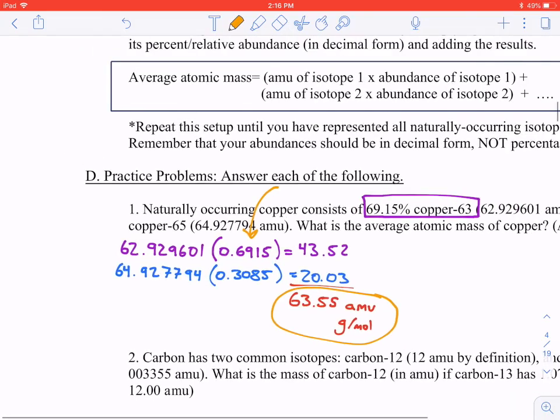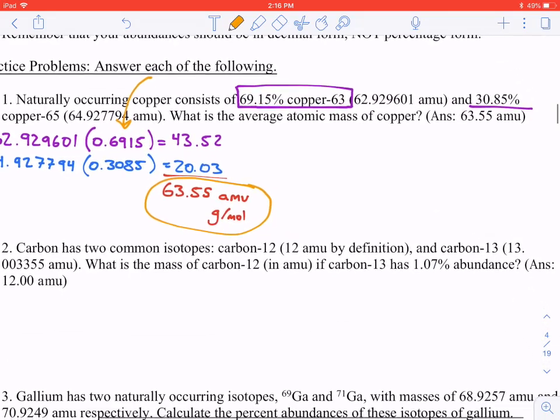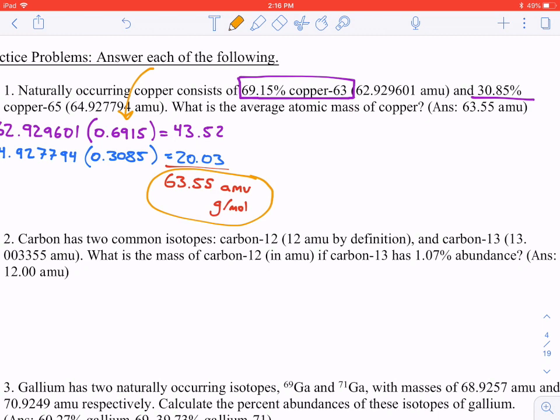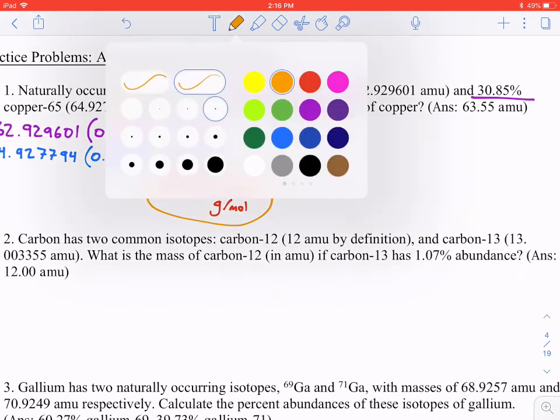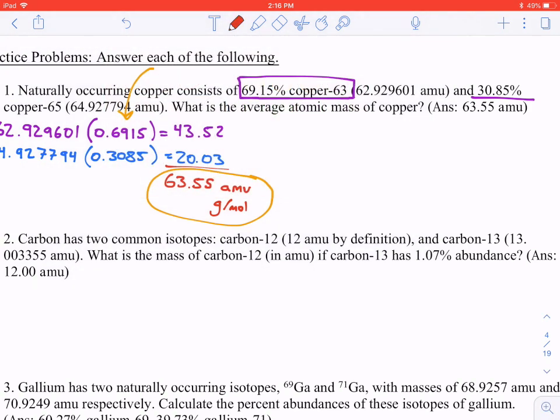So check out number 2. If you want to pause and read, feel free, and then you can rejoin us. If you've rejoined, you'll notice that we are told that carbon has 2 common isotopes, carbon-12 and carbon-13. It turns out that carbon actually has a third isotope, carbon-14, but for the sake of this problem, we're just going to ignore that one because it's so small in percentages.